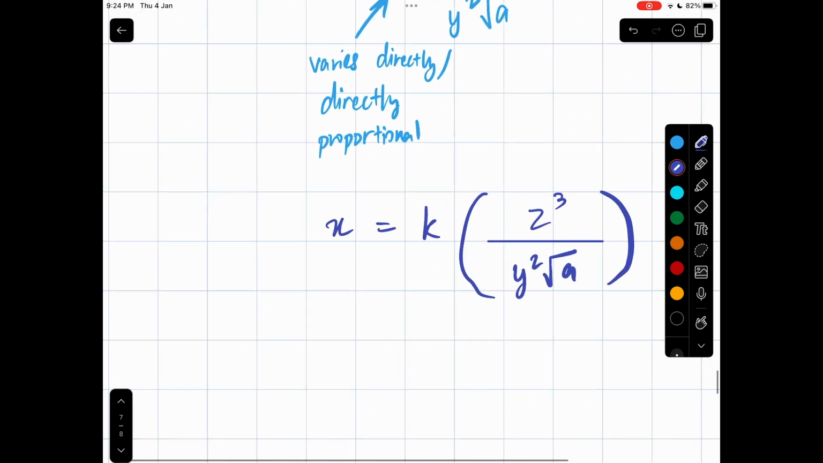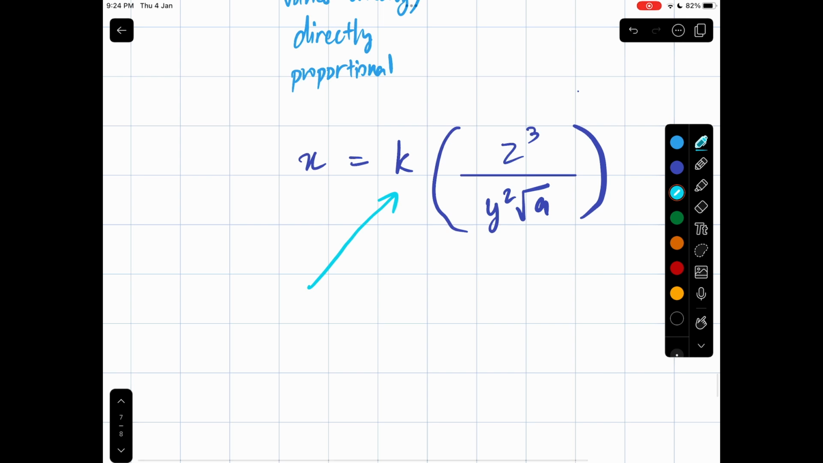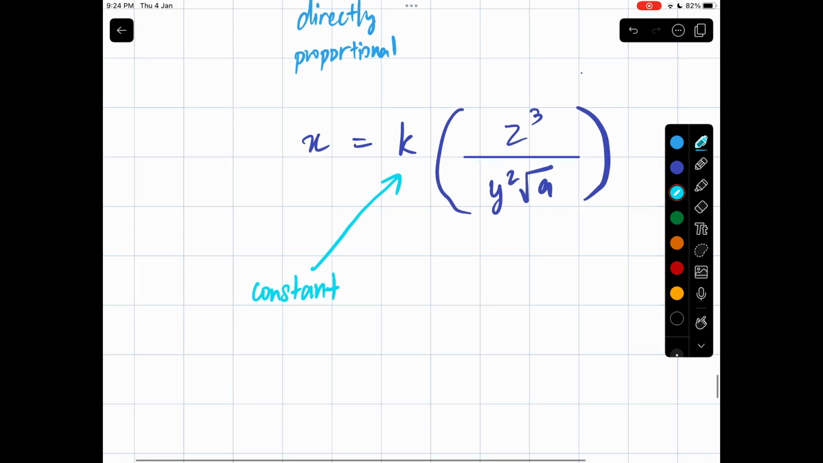Now, let's discuss k. What is k? In the previous video, I mentioned that it is known as a constant, but I did not go into detail about what a constant is. So now let me explain. A constant is when a value is fixed, a fixed value. This value will not change.